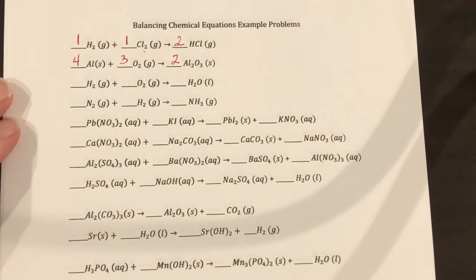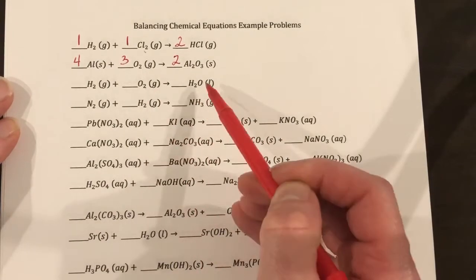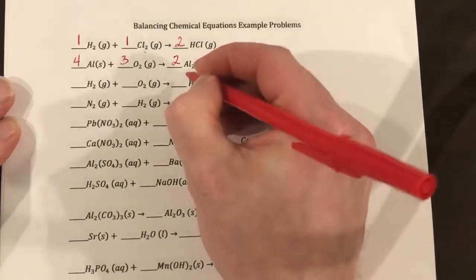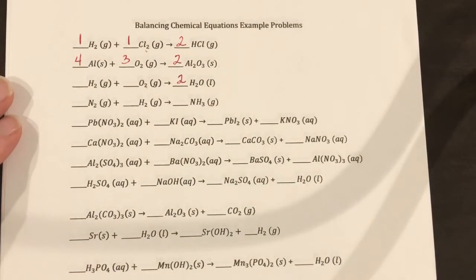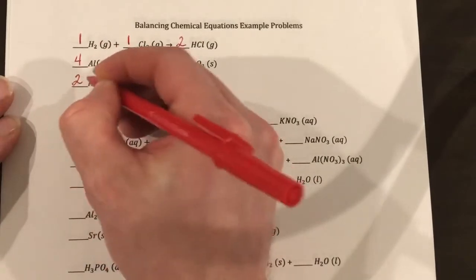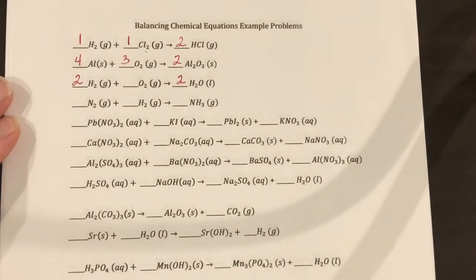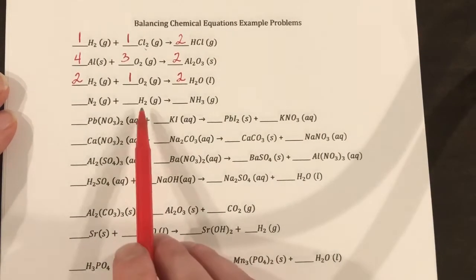Okay, next example. I'm going to start with the oxygens. 2 oxygens here. I need to get 2 on this side. So I'm going to put a 2 in front right there. That changes your number of hydrogens. 2 times 2 is 4 hydrogens. So 2 times 2 gives you 4 hydrogens on this side. And we fill in the 1. Like that.